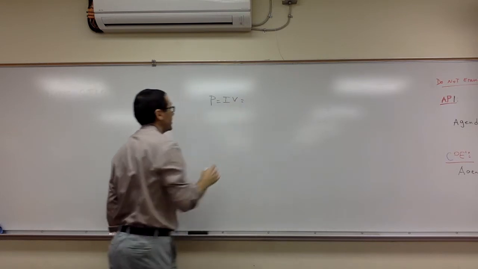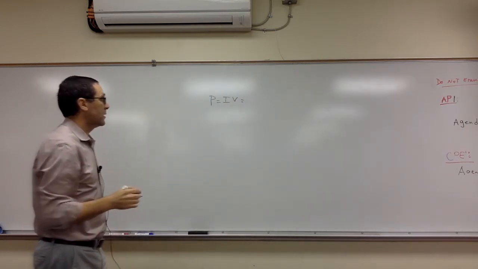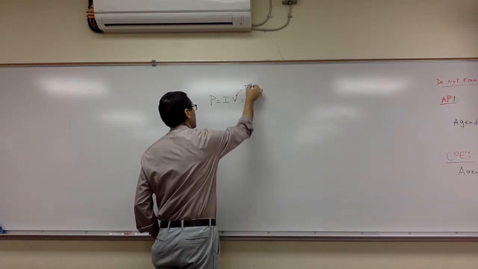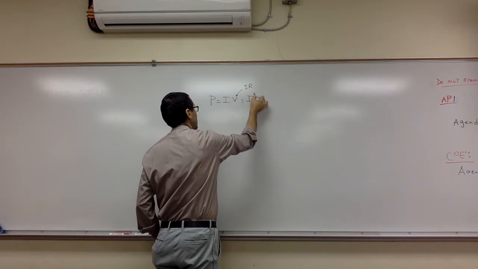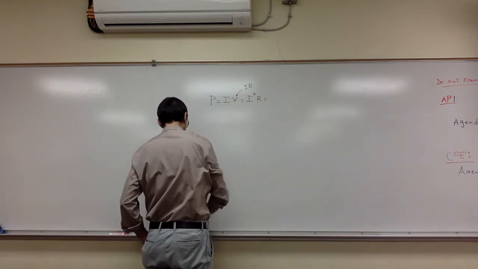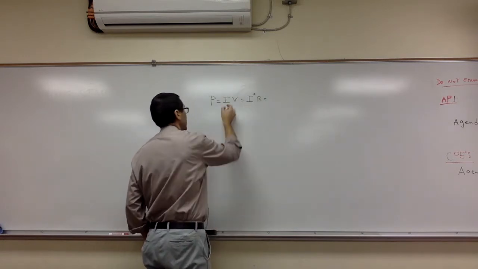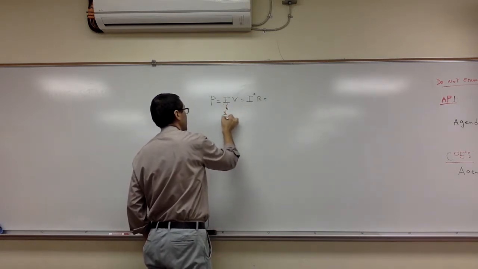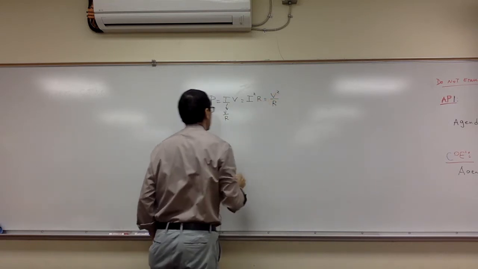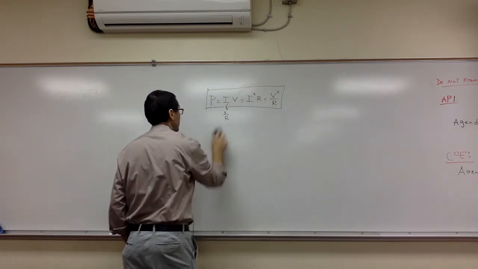But it can also be written in terms of just V and R or I and R. Now we know that V is I times R. So this can become I squared times R. Or I can replace I with V over R. I hope everyone sees that. V squared over R. So these are the formulas we're going to be using for power.